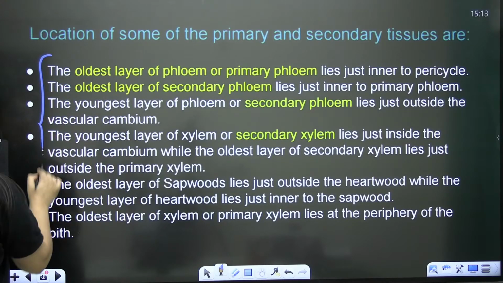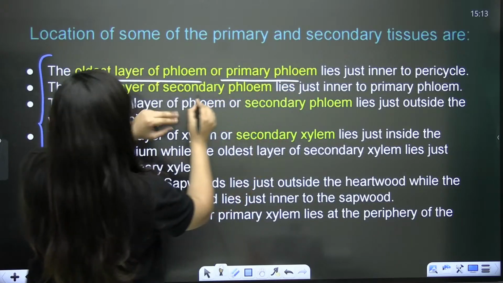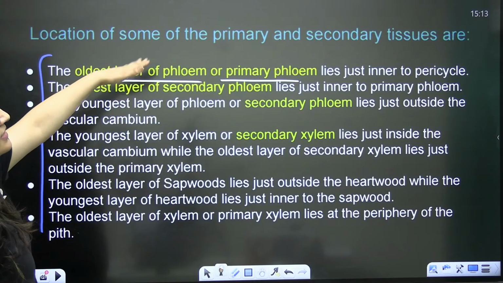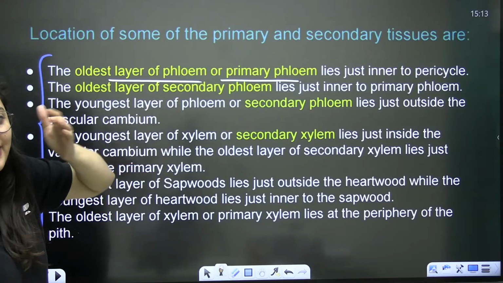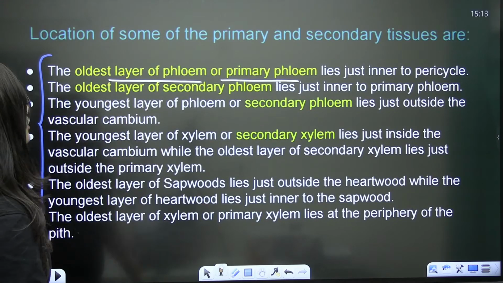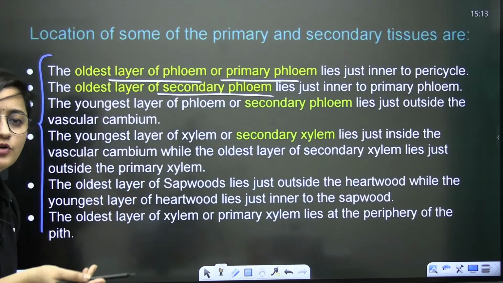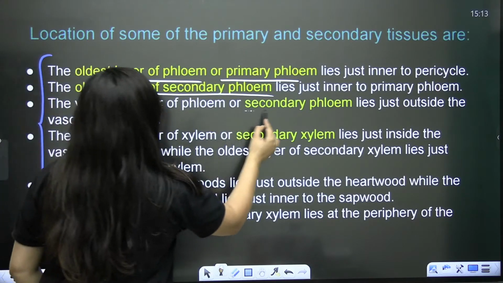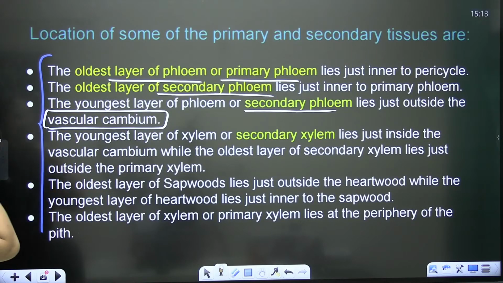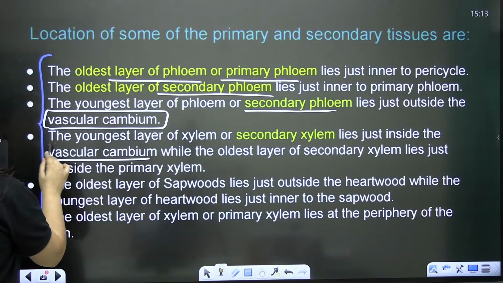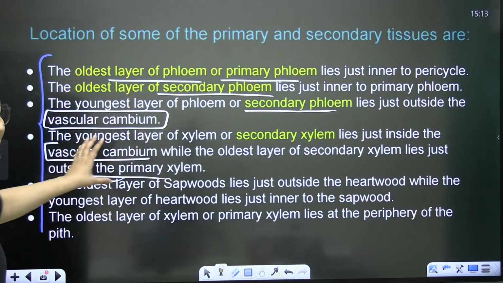Chaliye, next. Here you can see the location of some of the primary and secondary tissues. The oldest layer of phloem, your primary phloem, lies just inside the pericycle. And your oldest layer of secondary phloem lies just inner to the primary phloem. The youngest layer of phloem, the secondary phloem, lies outside the vascular cambium. The youngest layer of xylem, the secondary xylem, lies inside the vascular cambium, and the oldest layer lies outside the primary xylem. You can refer to it and write.